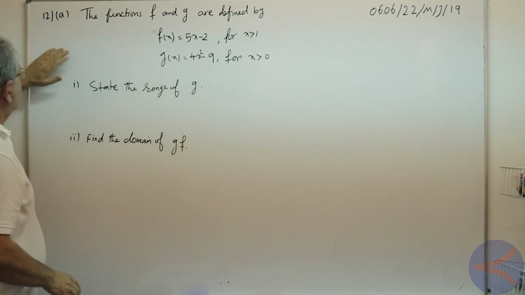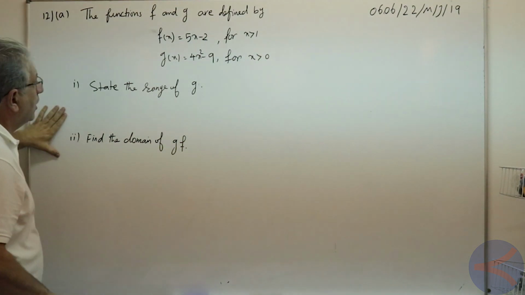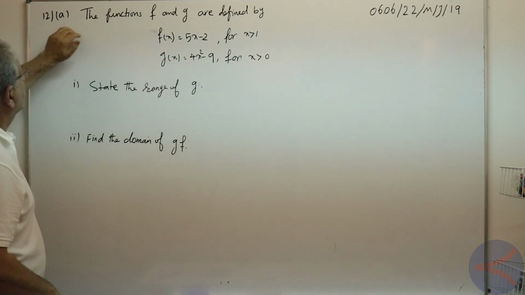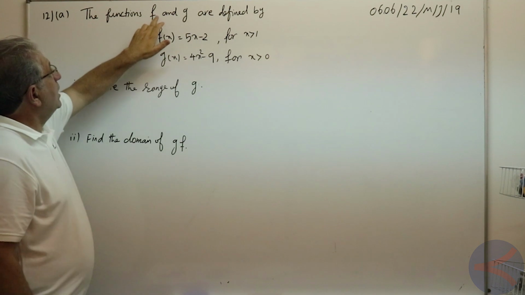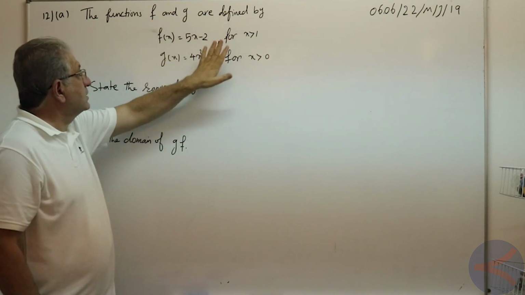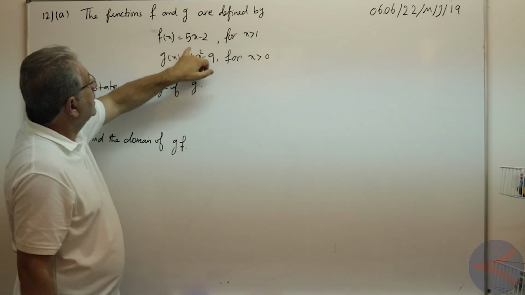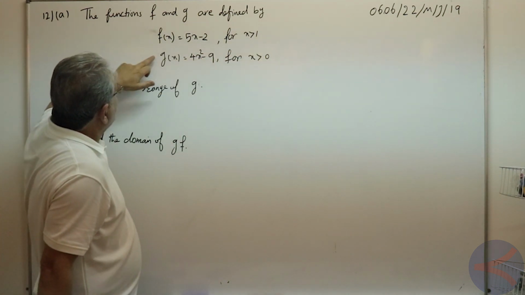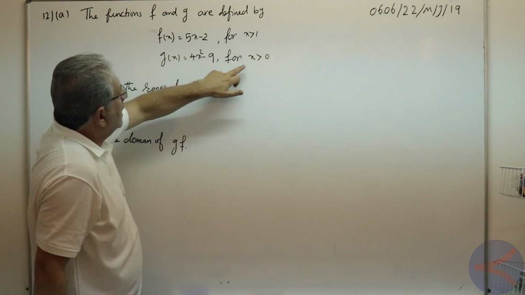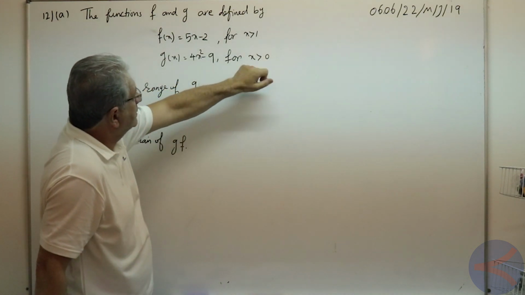Part A consists of 3 parts. Two parts I can do now, then the next I will do after a while. Now the functions f and g are defined by this. Therefore these 2 functions are defined. The domain of f has been given to us: x is more than 0. Domain of g has been given to us: x is more than 0.